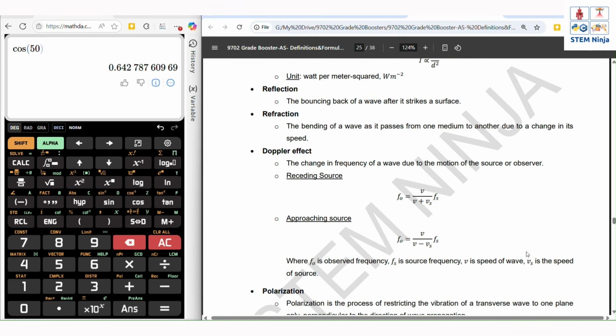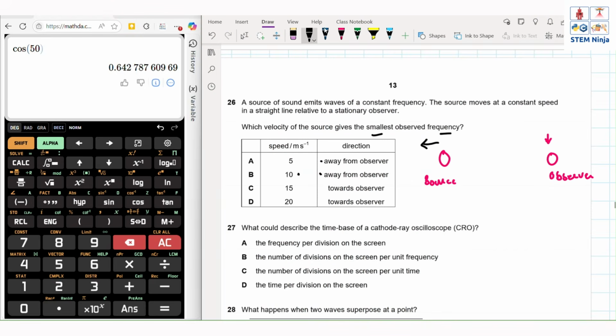Where vs is the speed of the source. So the higher the speed, the higher the denominator over here, which means the lower the entire value of the fraction, which means the lower the observed frequency. So that's it. So that's the B part over here.